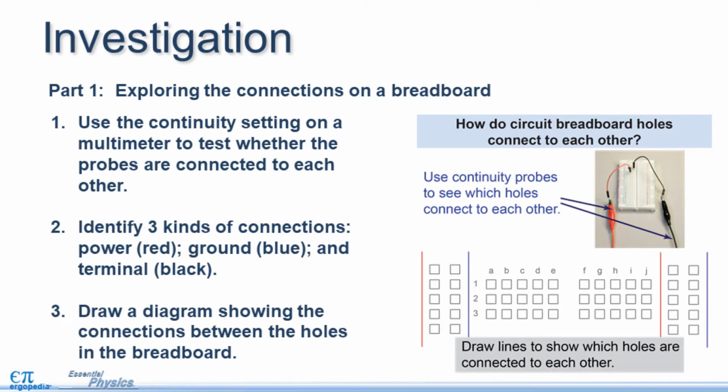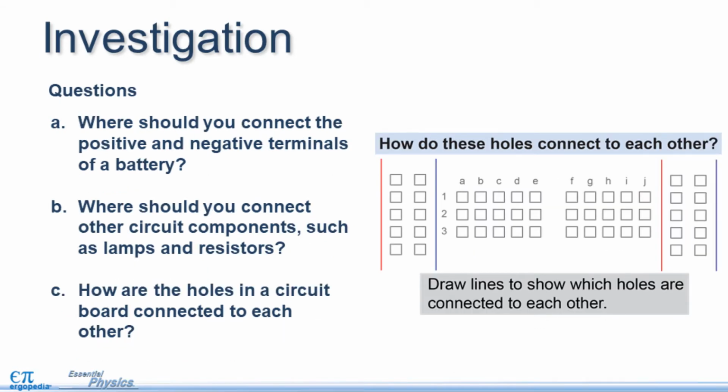For Part A, you're going to explore the connections on the breadboard. Using the continuity setting on a multimeter, you're going to test whether the probes are connected to each other. In Part 2, identify 3 kinds of connections, power being red, ground being blue, and terminal being black. For number 3, you're going to draw a diagram showing the connections between the holes in the breadboard. Once you do that, answer the following questions.